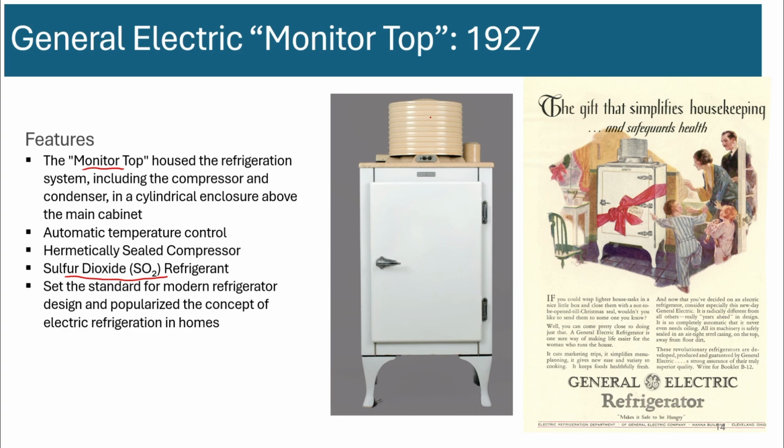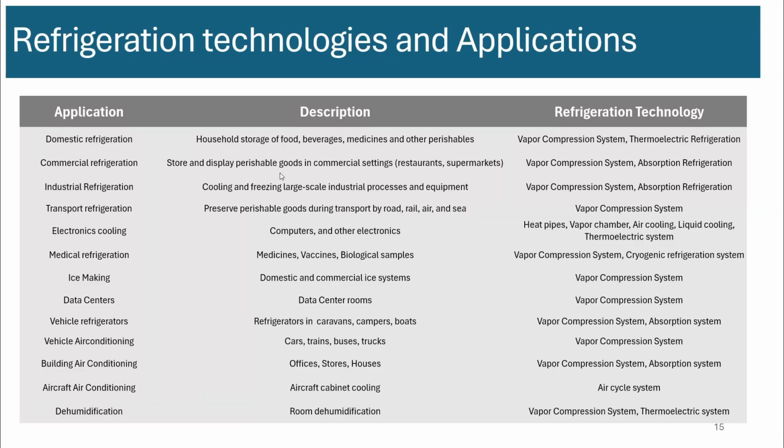It has a fully sealed compressor, a little bit quieter than the other compressors from the competition, which made this a popular design in households. And automatic temperature control. And this set the standard for modern refrigerators. And they popularized the idea of having a refrigerator in homes. So that concludes the history side of this lecture, the history of refrigeration.